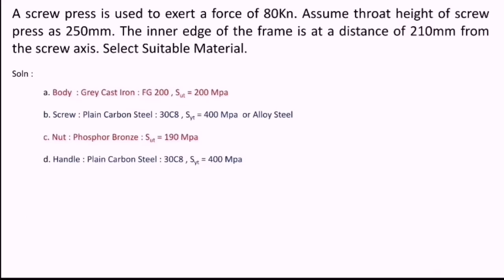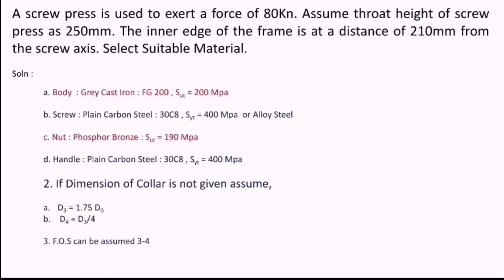Select suitable material. The first step in any design problem is selection of material. So I will select the material for various parts as follows. It is the same as that we selected in the screw jack and C-clamp.